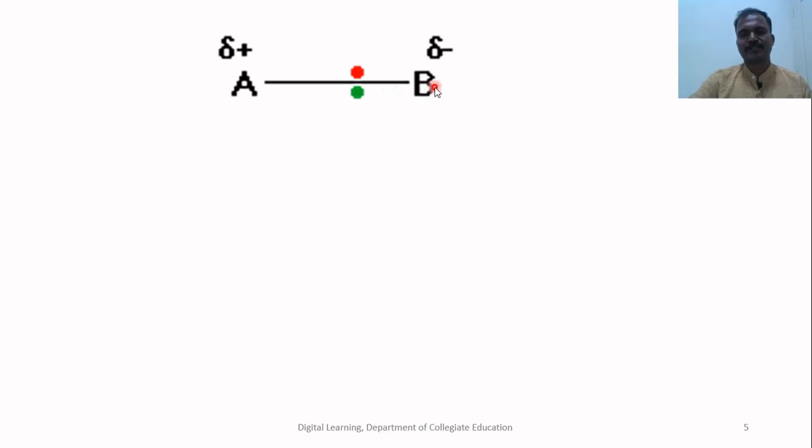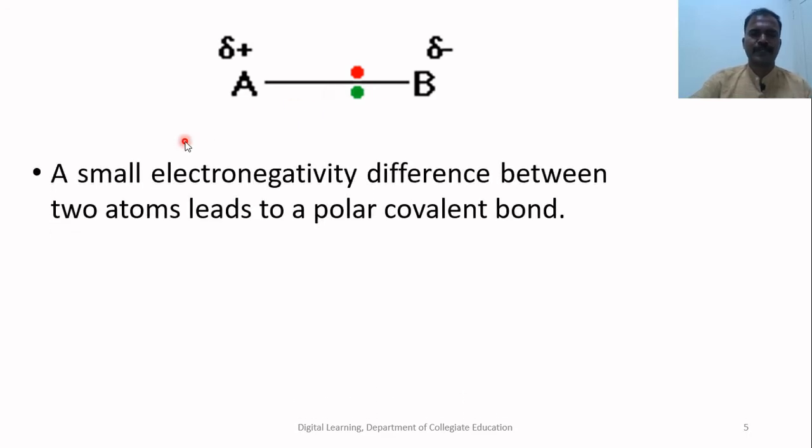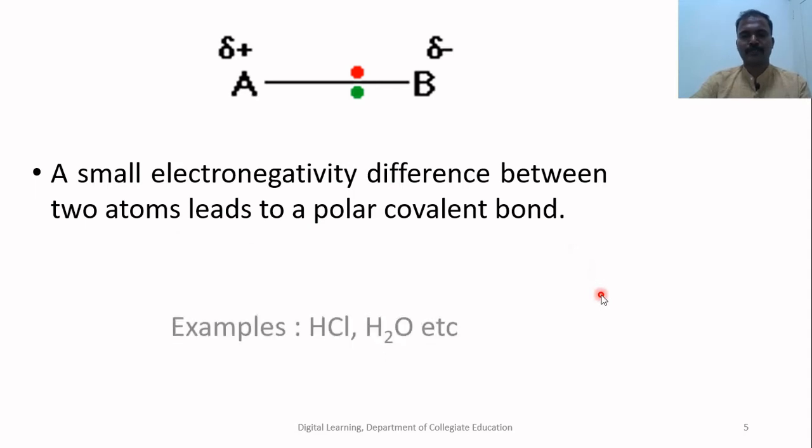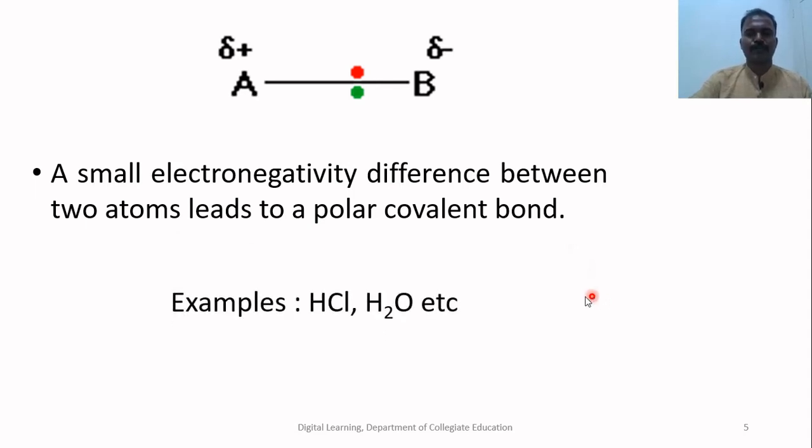As a result of this, B is going to have a partial negative charge indicated by delta minus, and A is going to have a partial positive charge indicated by delta plus, and it leads to the formation of a polar covalent bond. That means to say, a small electronegativity difference between two atoms leads to a polar covalent bond. The best examples for compounds having a polar covalent bond are HCl, H2O, etc.